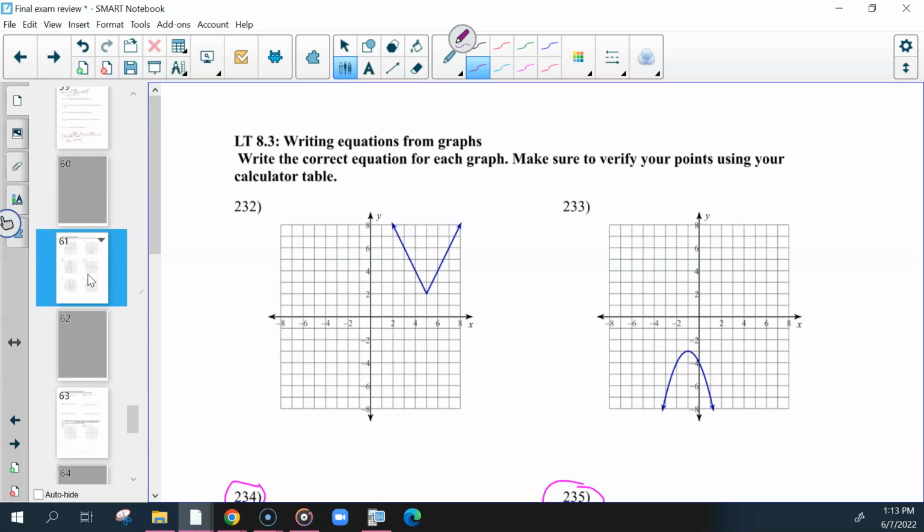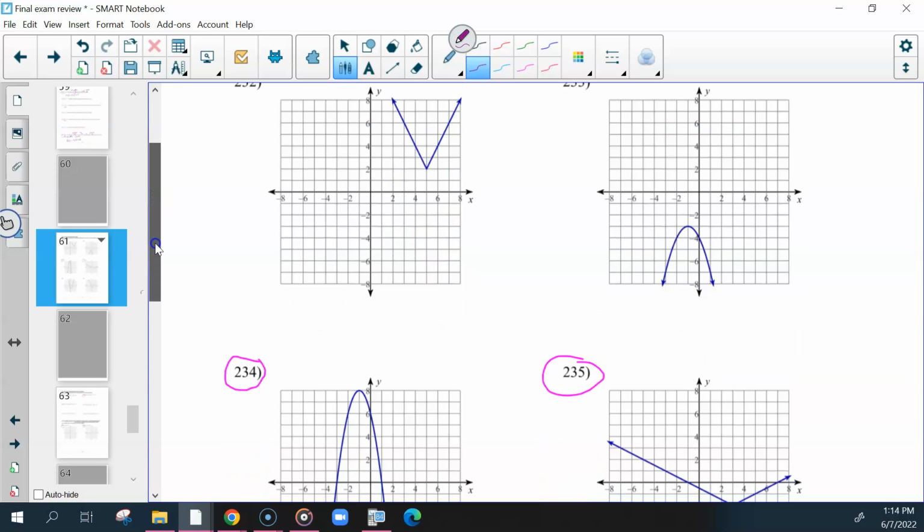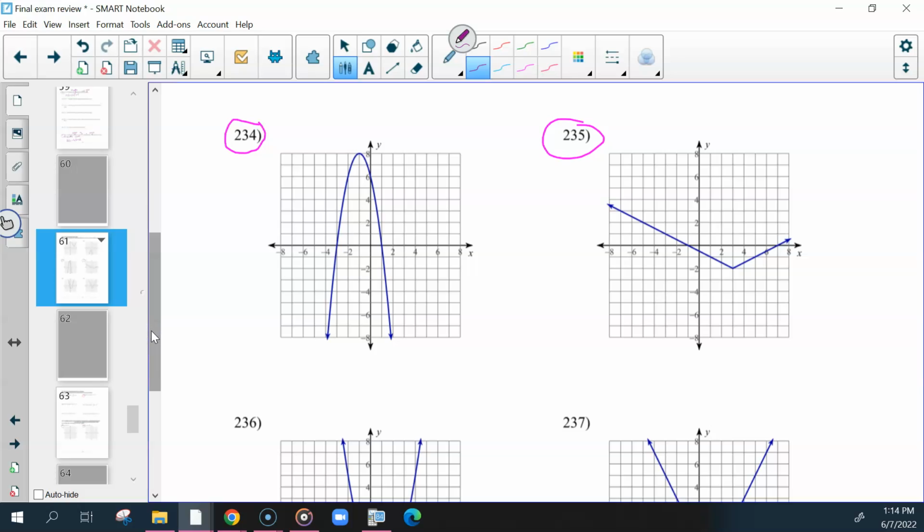On the next page, we are now writing equations from graphs. So a couple things. We need to figure out what transformations happen. We need to know what function this is. And then put all those things together.